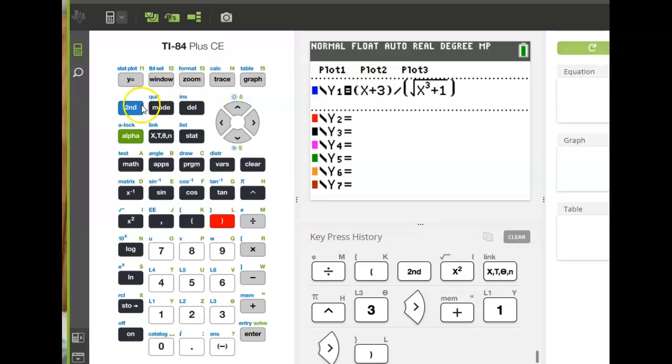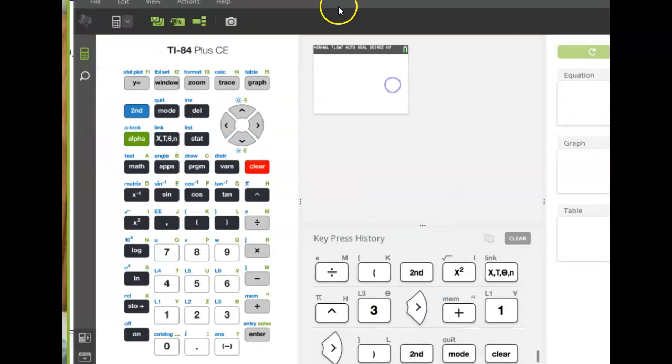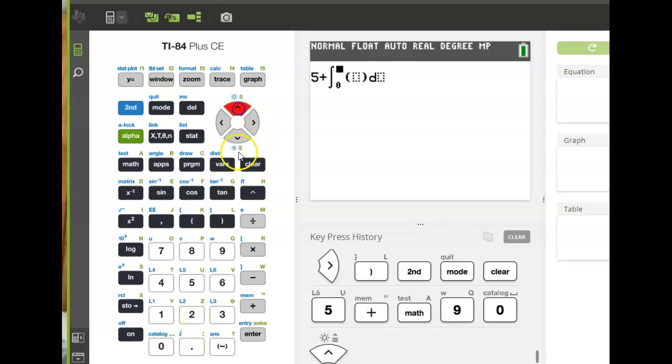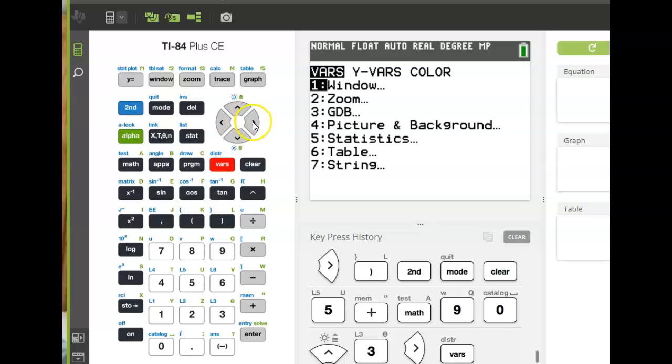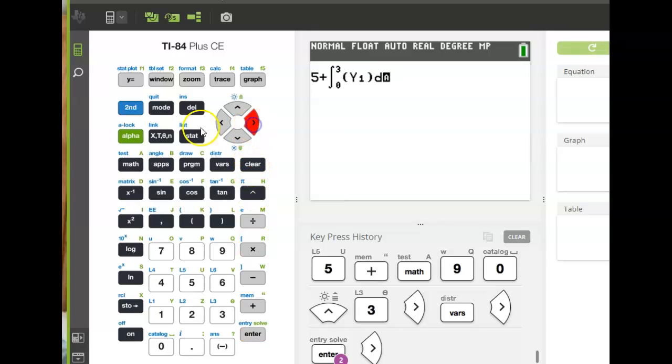Okay, so now I'm just going to go to a blank screen, and I want to basically have the same setup we did in the last one. I have to take the start, which was 5 plus, we'll go math 9, the integral from 0 to 3 of the rate. And that rate was what I put into y equals. So that's where I use the vars, y vars function, y1, and it always ends with an x. Just don't get confused. Even though it says y1, when we type the equation in y, it was all in terms of x.